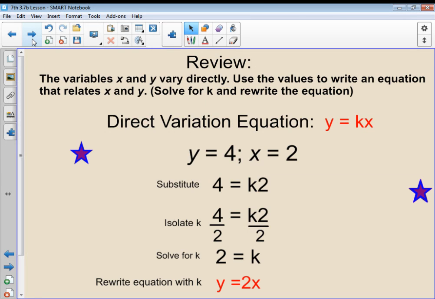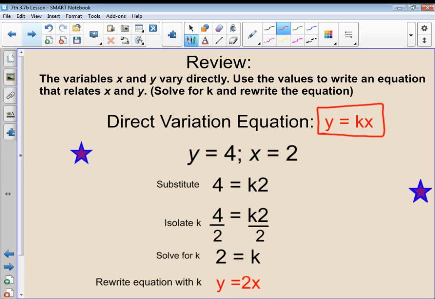Okay, today, first of all, we're going to review the direct variation equation that we used in our previous lesson. Here we're going to give you x's and y's, so your variables for x and y. They're telling us that they do vary directly, so they meet that straight line through 0, 0 mentality. We're going to use those values to write an equation that relates x to y. In other words, we want to solve for k and then rewrite our equation. So the equation we need to solve is our direct variation equation of y equals k times x.